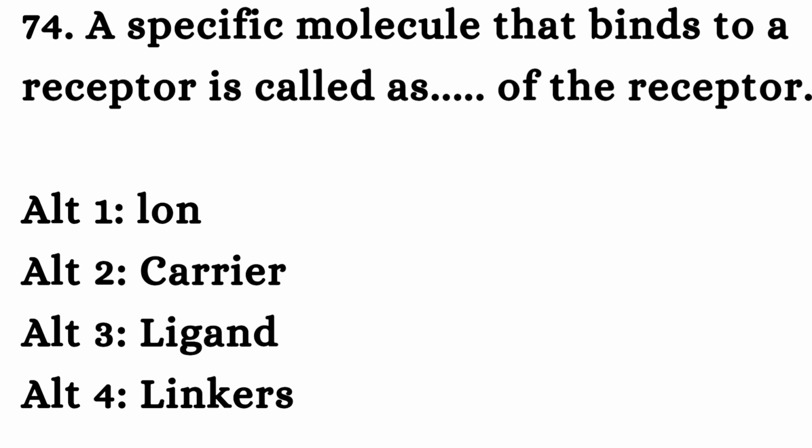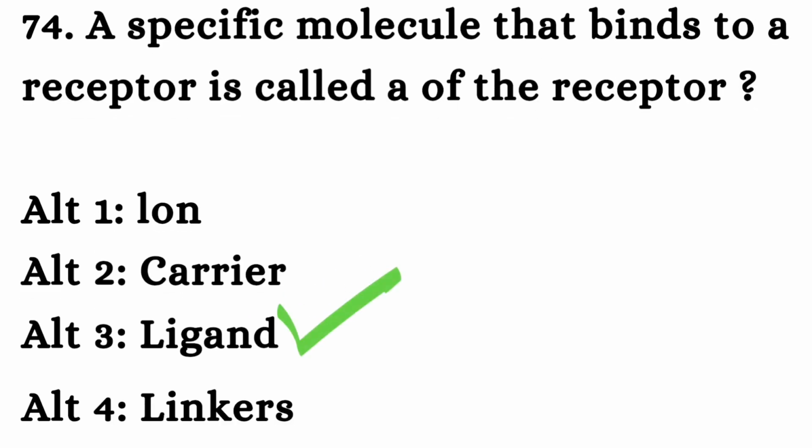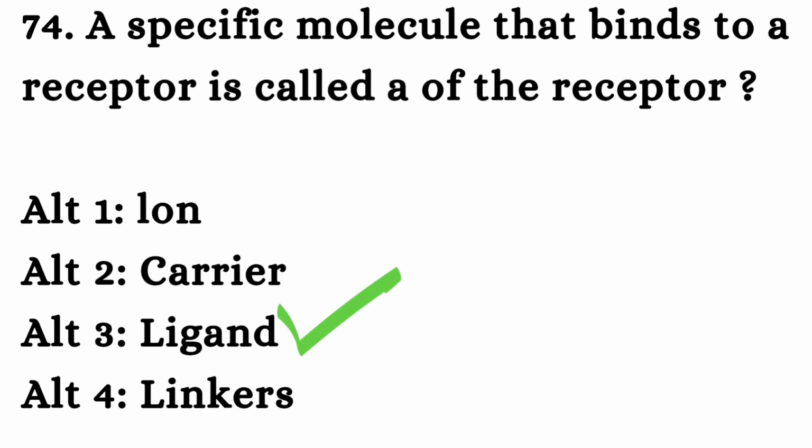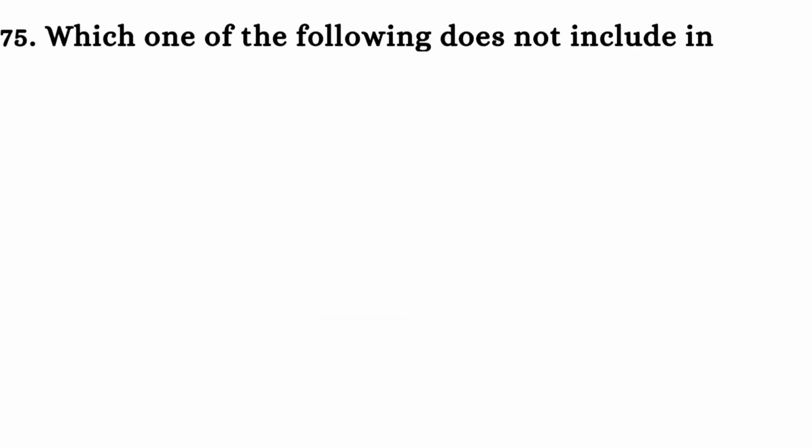Next question. A specific molecule that binds to a receptor is called as dash of the receptor. Option 1 iron, option 2 carrier, option 3 ligand, option 4 linkers. The right answer is option 3 ligand. Specific molecule that binds to a receptor is called a ligand. This is a chemistry question.